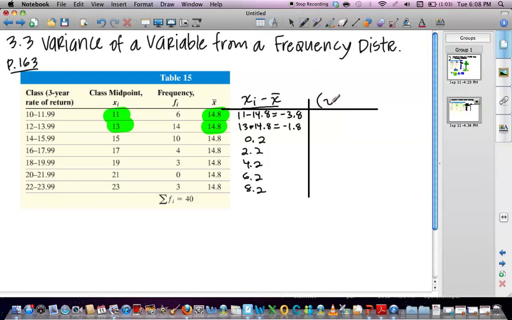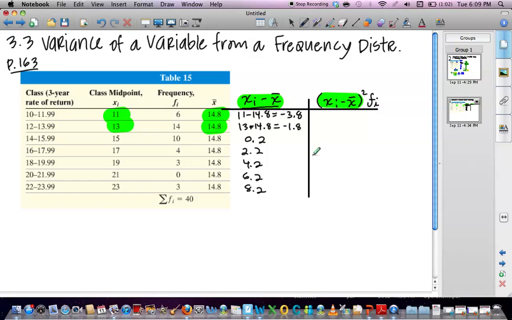You're going to take xi minus x bar squared, and then multiply it by its corresponding frequency. I'm not going to show all the calculations for each one for lack of room, but I think you'll understand exactly what I'm doing here. Let me change colors. Xi minus x bar, that's the data in this column.